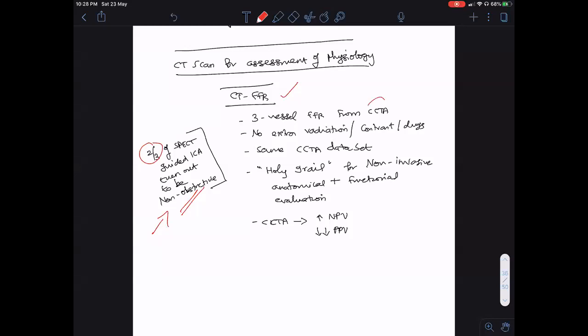So what we do is a CT angiogram, just like what we normally do for all the patients. A 3-vessel FFR is then done with this data set, and I'll tell how it is done. There is no extra radiation, no extra contrast, no extra usage of any drugs. The same CT data set is used. So this probably forms the holy grail for non-invasive anatomic as well as functional imaging. This has been described earlier: very high negative predictive value, very low positive predictive value for a conventional CT. So inclusion of a physiologic test like the CT FFR will probably improve the positive predictive value. That's the idea.